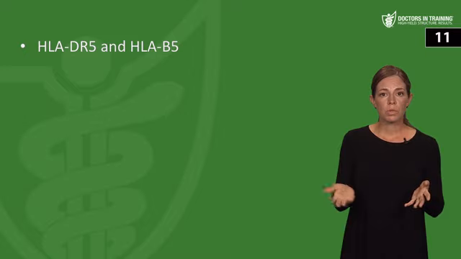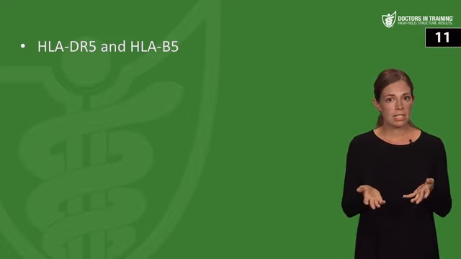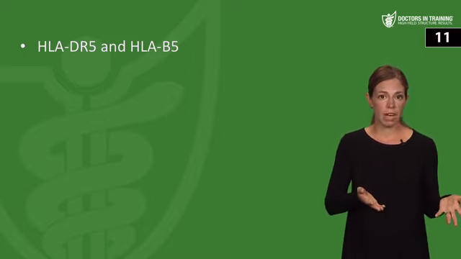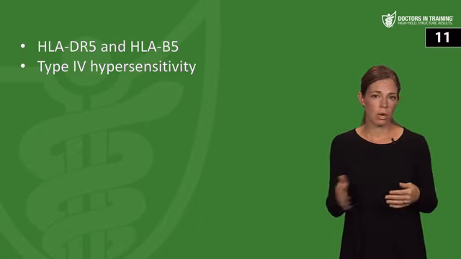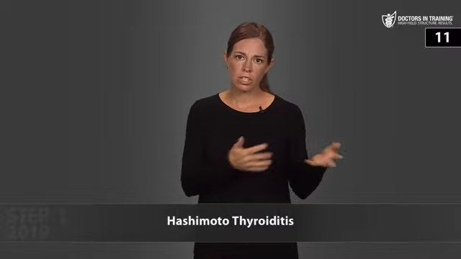There's a 5-to-1 female predominance, and the incidence increases with age. It's associated with human leukocyte antigen HLA-DR5 and HLA-B5. Hashimoto's is a type 4 hypersensitivity disease. You may see a question on that. So the clinical features will vary depending on stage of the disease.